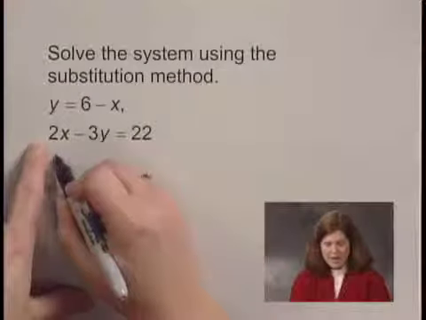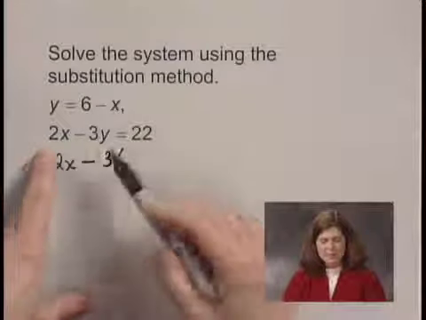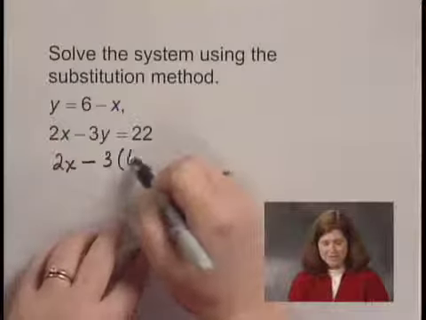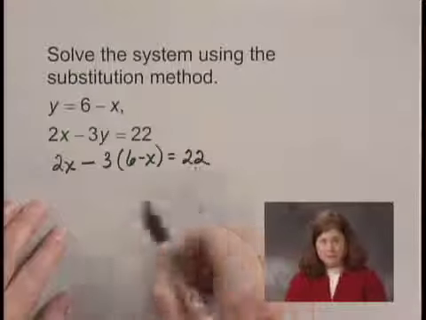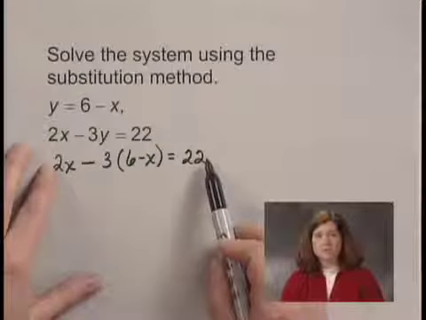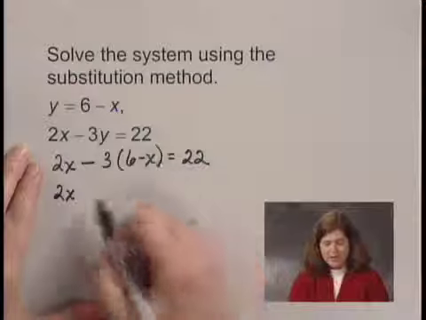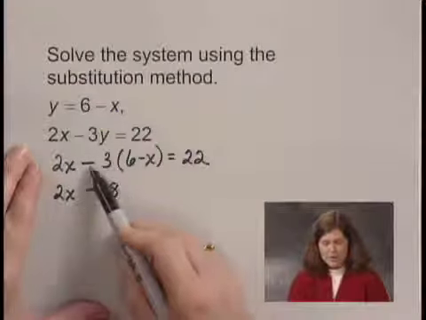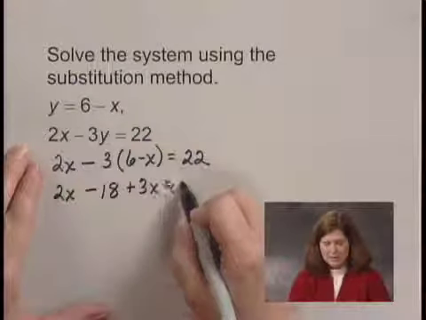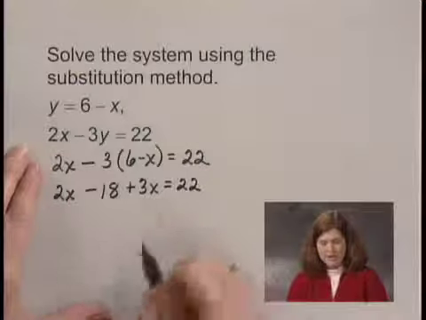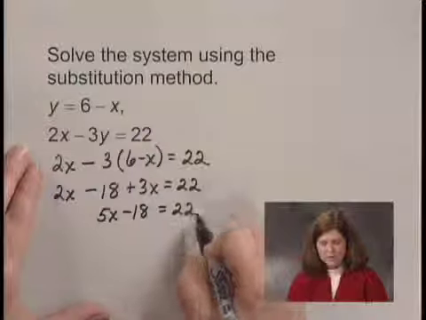So I have 2x minus 3 times, instead of y, I'm going to write 6 minus x. And that equals 22. Simplify. Notice here I have an equation with just x in it, so I'll be able to solve for x. I have 2x minus 3 times 6 would be minus 18. Minus 3 times the opposite of x, so that would be plus 3x. That equals 22. Combining like terms, I have 5x minus 18 equals 22.